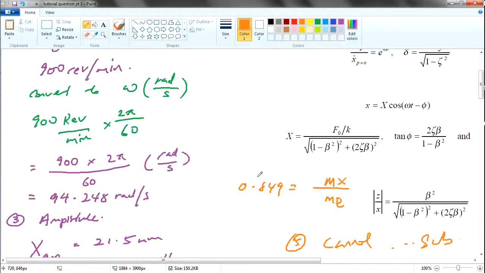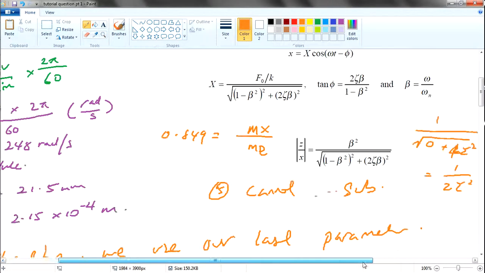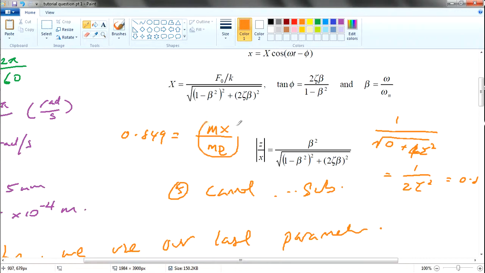Okay, so I'll just do it out. I actually solve for this portion over here. It's actually 0.49. And since we know that beta is equal to 1, this is 1, and then 1 minus 1 is 0. 0 squared is also 0. So 2 damping factor beta squared is 4 damping factor squared, right? Beta is 1, so this is 4 damping squared, and then you square root the whole thing.